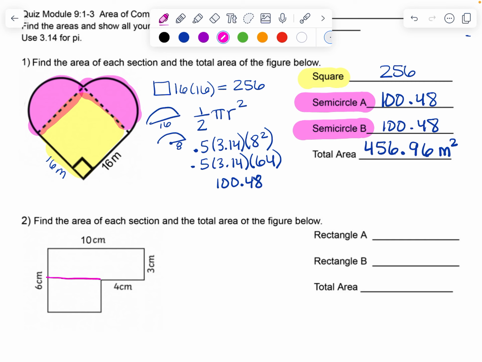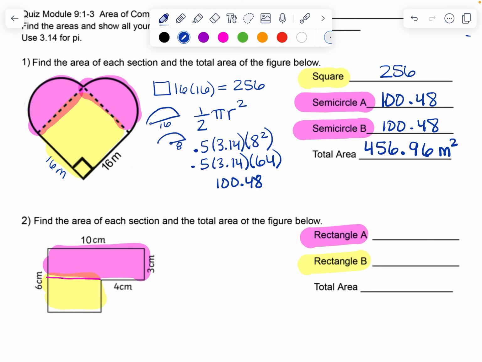I have this rectangle here, and I have this rectangle here, and we'll add those areas together. Again, it doesn't matter if you divided it up this way or the other way. So this rectangle here is 3 times 10, which is 30.